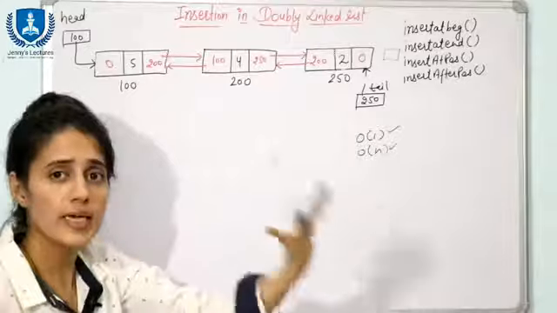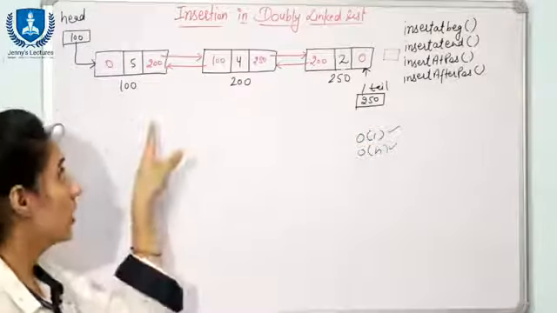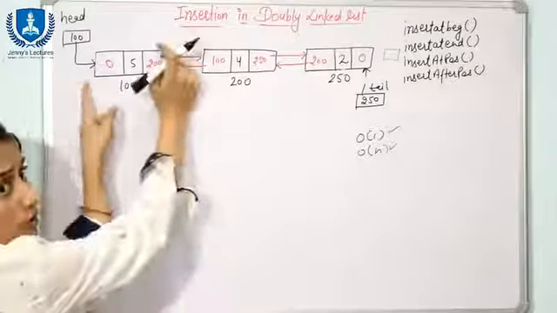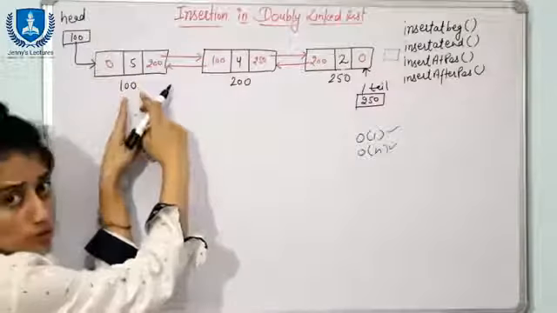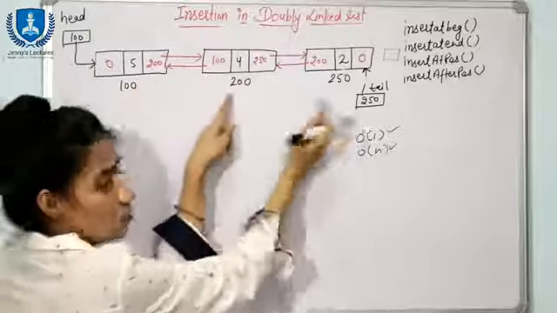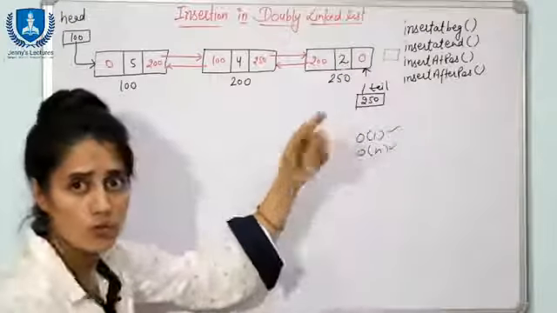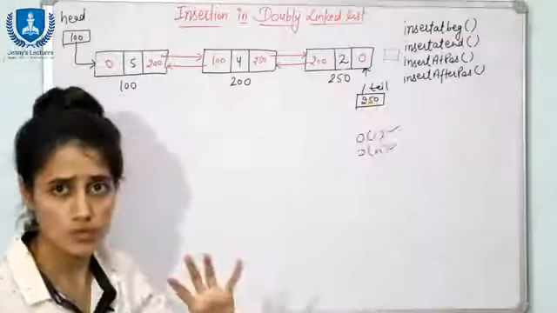If you are going to create a list, in that case you have to maintain this tail pointer. At starting, if the list is having only one node, then head is 100, tail is also 100. If you have inserted a second node, then head is 100 but tail is now 200. If you have inserted this node, then tail becomes 250. So you have to maintain the value of this tail pointer also, right?